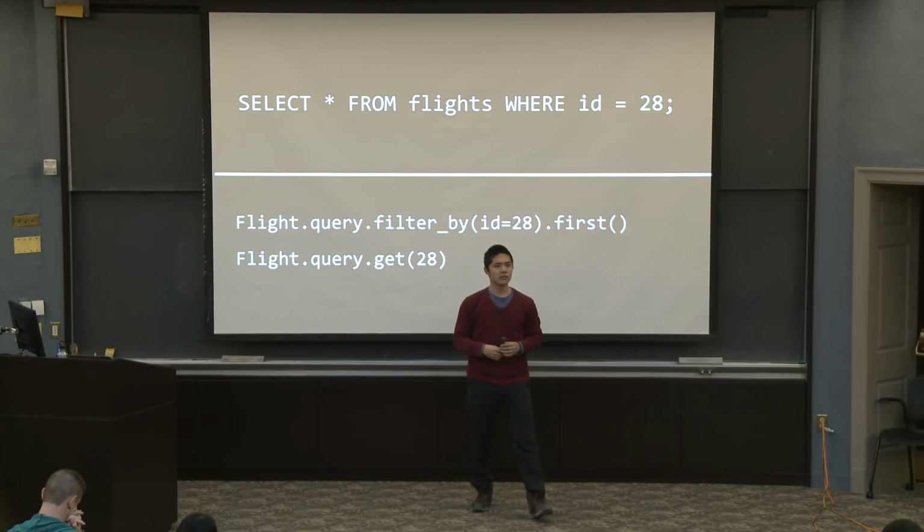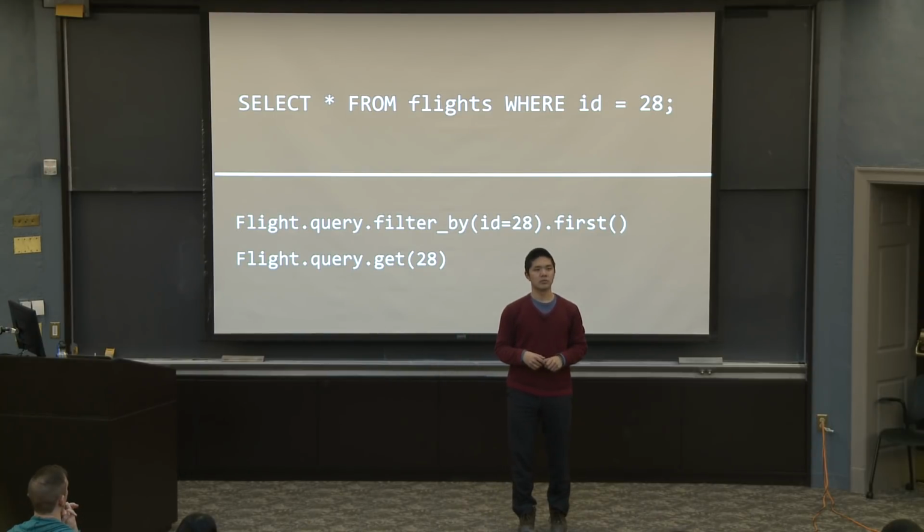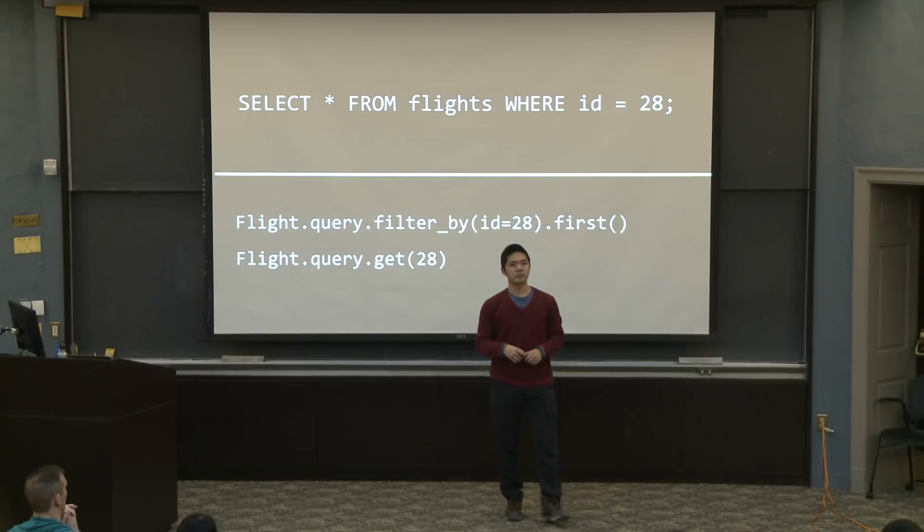Yeah, question? Is the get just implicitly looking for an ID? Like what if there was something else with 28?